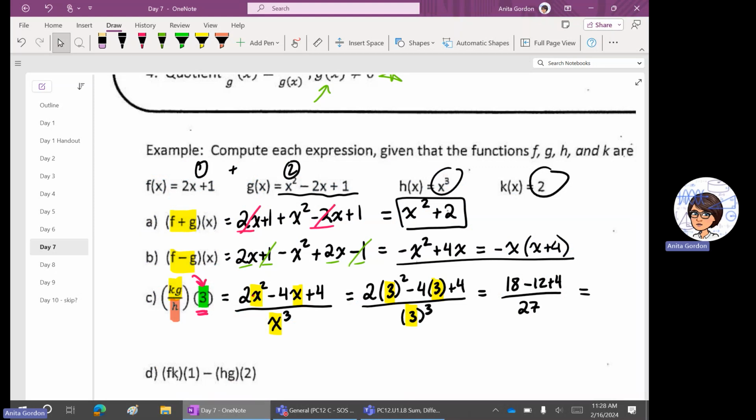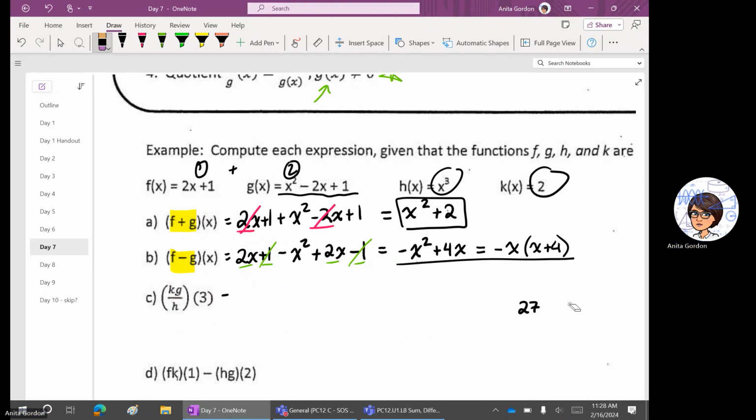Hey folks, I just did example C and I realized I put a 4 instead of a 2 in one of my spots. So I'm going to redo this last example here. If you just bear with me. All right, so K represents the number 2 and G is right here. So I'm going to distribute the 2 as I go through.